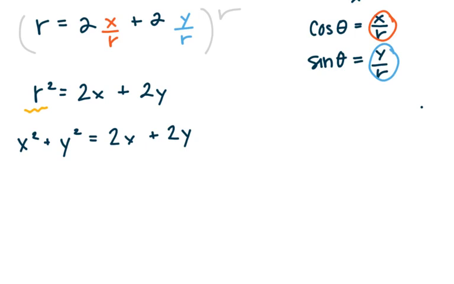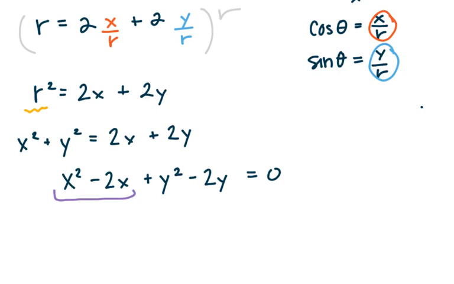At this point, we have eliminated r and theta. We just want to clean it up, maybe put it into standard form. So this is the same as x squared minus 2x plus y squared minus 2y equals 0. And in order to put it into a meaningful standard form, we complete the square twice, for both of these values.